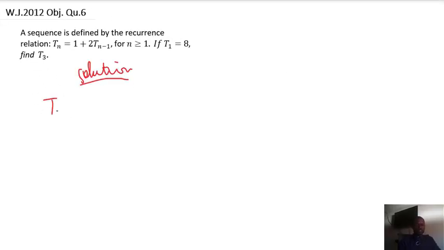So here, what we are looking for: Tn equal to 1 plus 2 T base n minus 1, where n is greater than or equal to 1. And we have also T base 1 equal to 8. So here, we can put 1 in place of n, but the moment you put 1 here, this is going to be T0, and we don't have T0 here. So we must start from n being equal to 2.